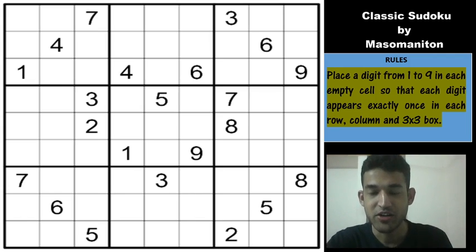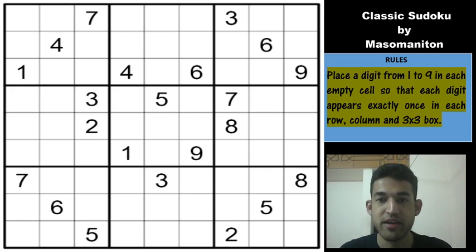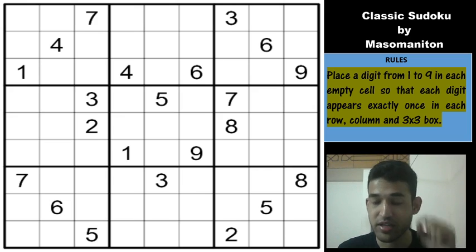I'm Kishore and today's video will be on a classic Sudoku by Masomaniton. So we thank Masomaniton for giving us the permission to make a video on this classic Sudoku. This was created by him, and if you want to try this Sudoku out yourself, please check the online solving link in the description of the video.